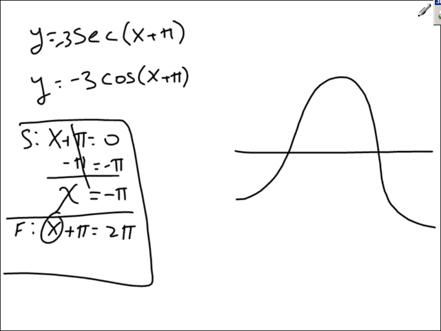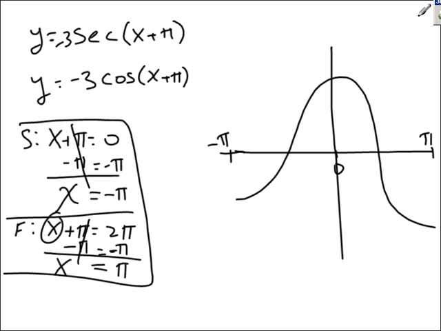Pi plus pi is 2 pi. That is, x is pi. If you need, you take away pi from both sides. X is equal to pi. So we found out it starts at negative pi and finishes at pi, with 0 in the middle. Between 0 and pi is half pi, and between 0 and negative pi is negative half pi.